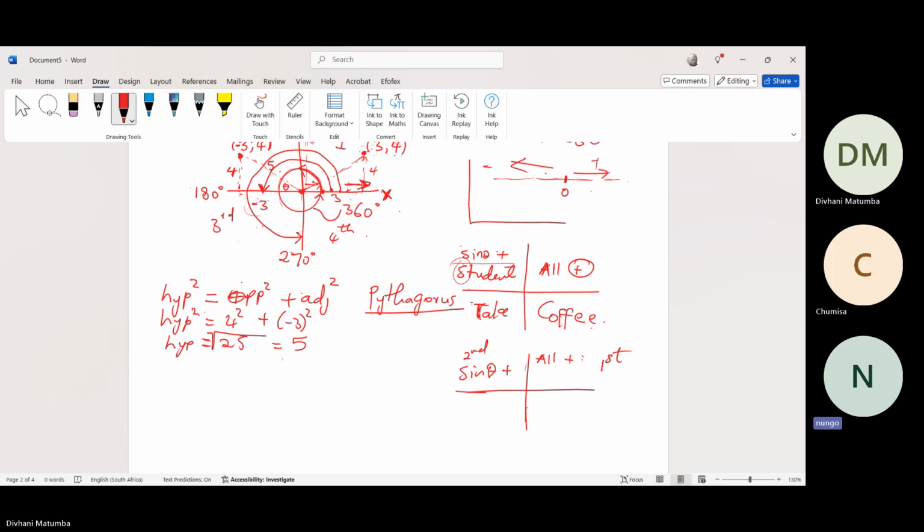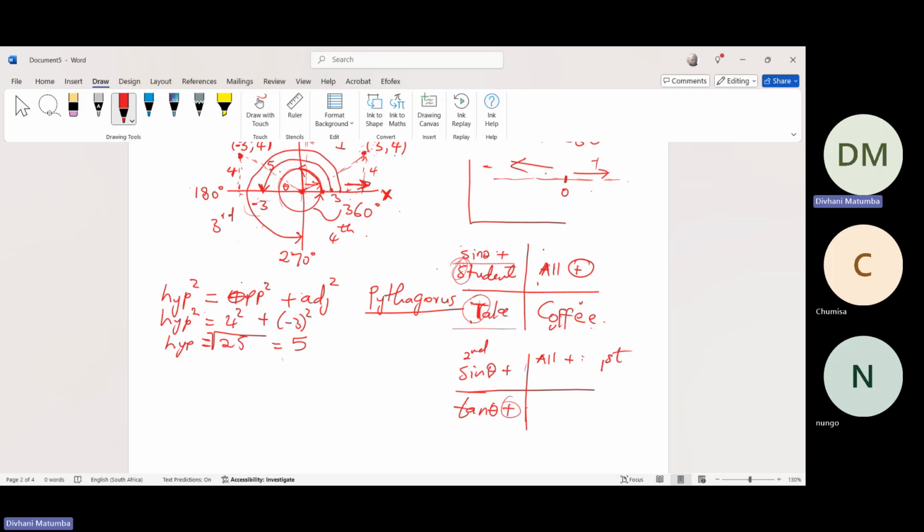Could you please repeat, sir? All students take coffee. This is the first quadrant, this is the second, this is the third, and this is the fourth. So in the second quadrant, if you take the first letter of student, that's S, which is sine. The first letter for take is T, which symbolizes tan. So the tan of theta is positive in the third quadrant.